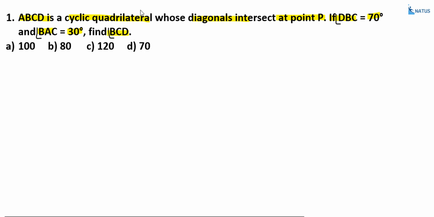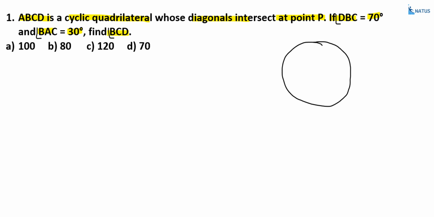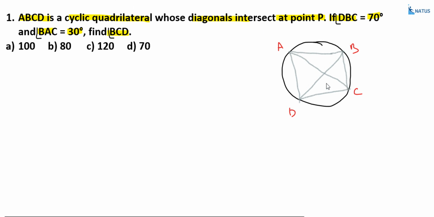Now, suppose there is a circle, and let us take this quadrilateral ABCD, and the diagonals intersect at P. So BD is one diagonal, and AC is another diagonal, and the intersection point is P.